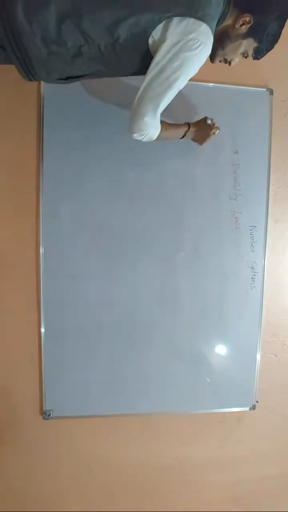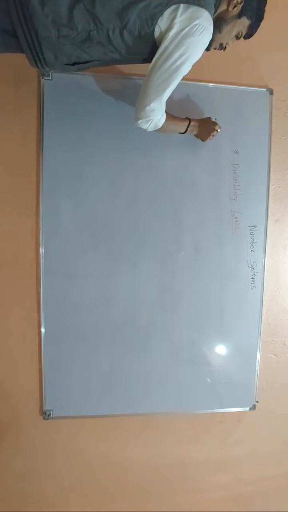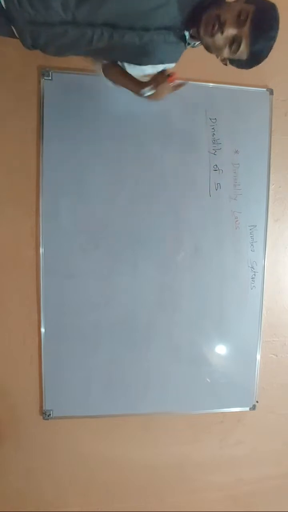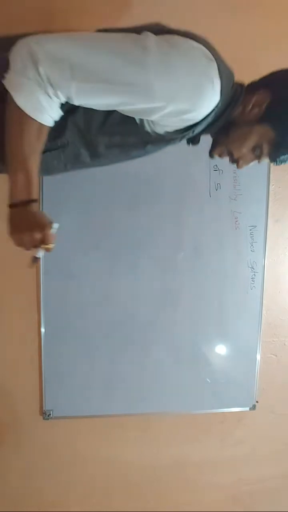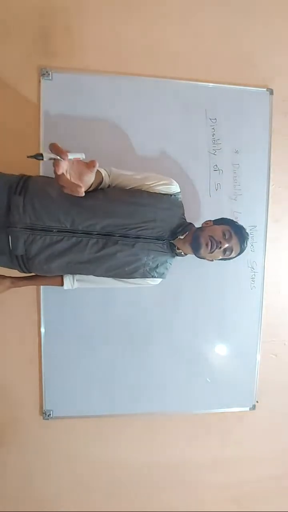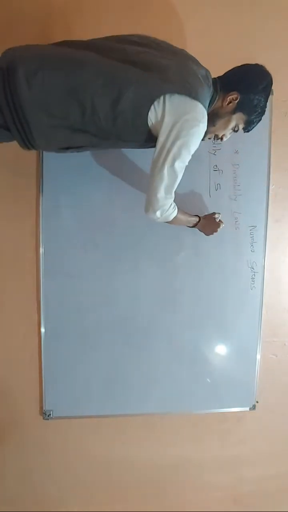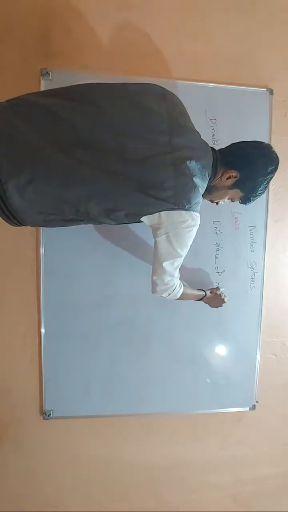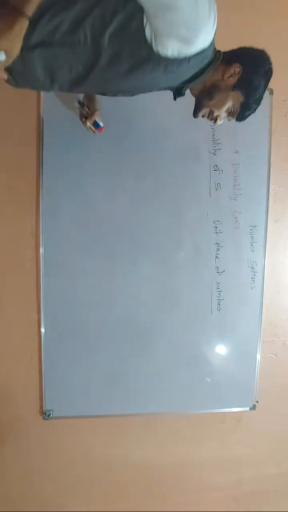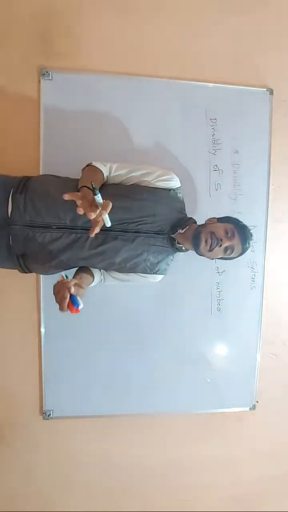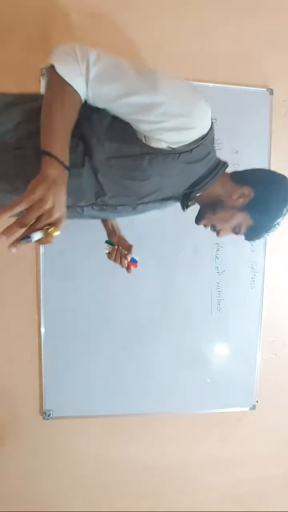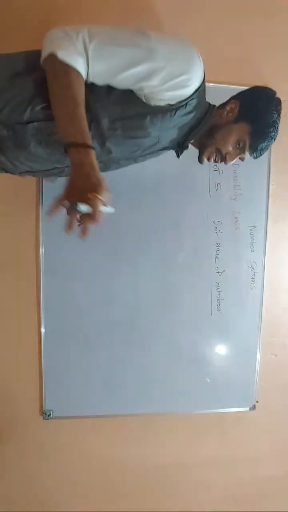Next one is divisibility of 5. What you have to do while finding the divisibility of 5, simply you have to check the unit place of the number. Simply check the unit place of the number and check whether it is a 0 or 5. If it is a 0 or 5, definitely that number is divisible by 5. Not necessary to check the remaining digits.